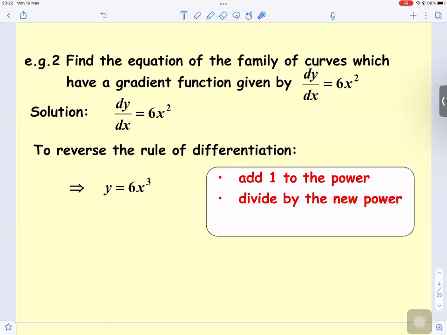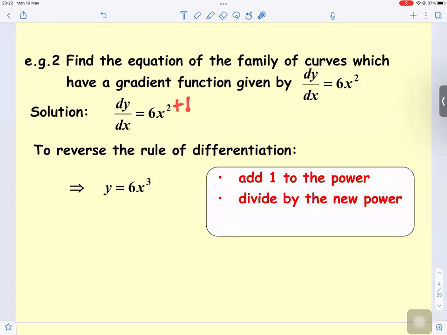For example 2, find the equation of the family of curves which have a gradient function given by dy over dx equals 6x squared. So we're going to do the integral. So we have dy over dx equals 6x squared. The reverse of the rule for differentiation: add 1 to the power, divide by the new power.